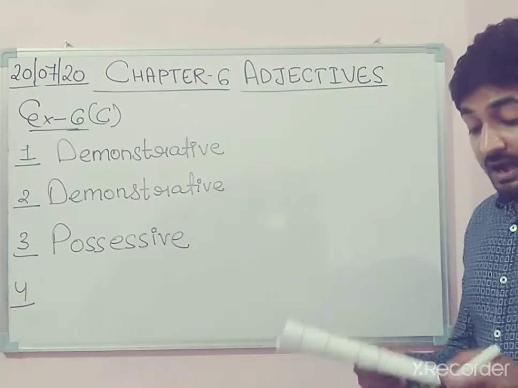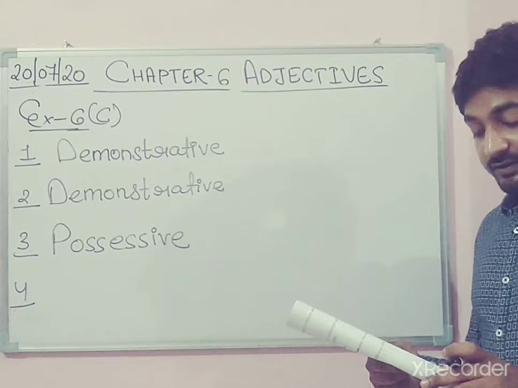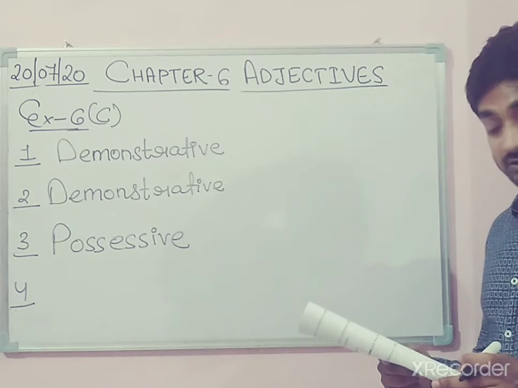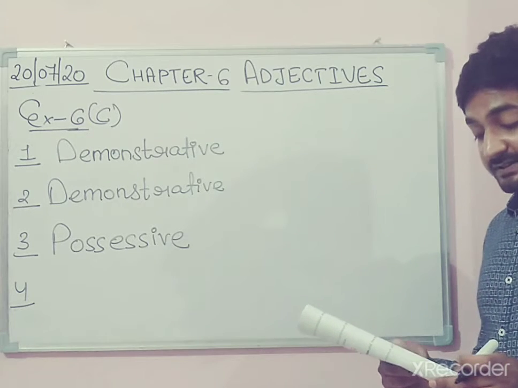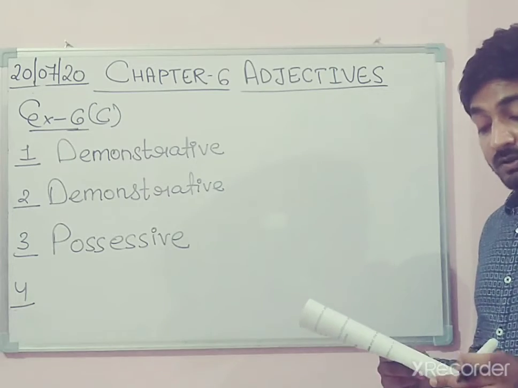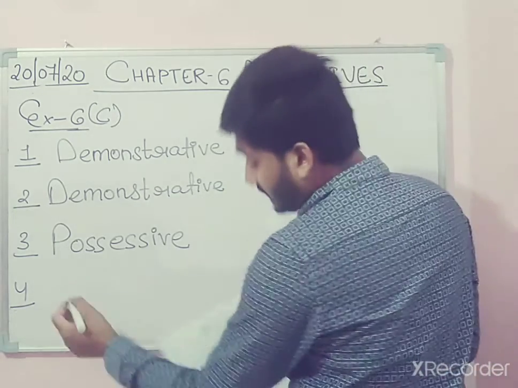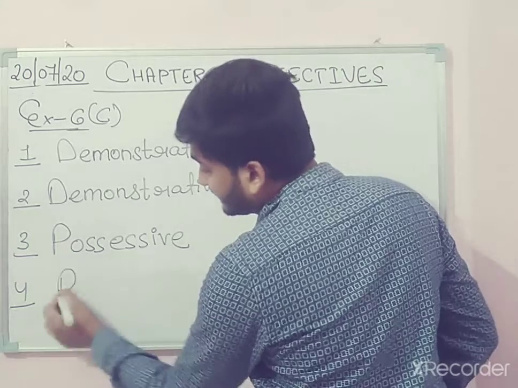Number 4 is: Her poems are short and interesting. Her poems, showing possession. So that means her is a possessive adjective which is followed by the noun poems. Okay. Number 4, her को underline करिए and it will be possessive.